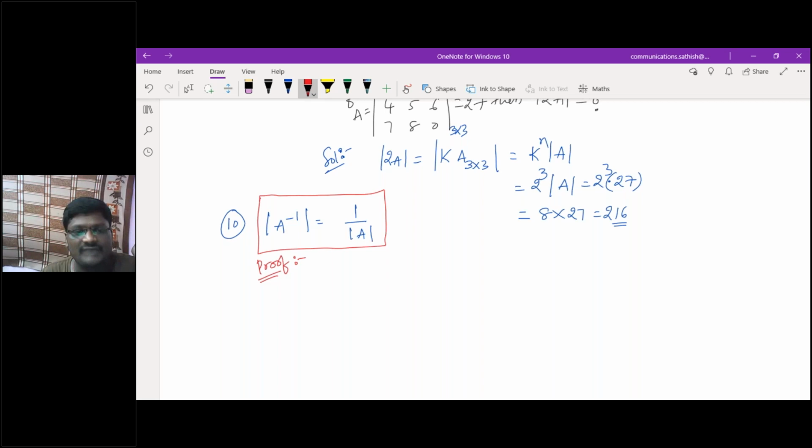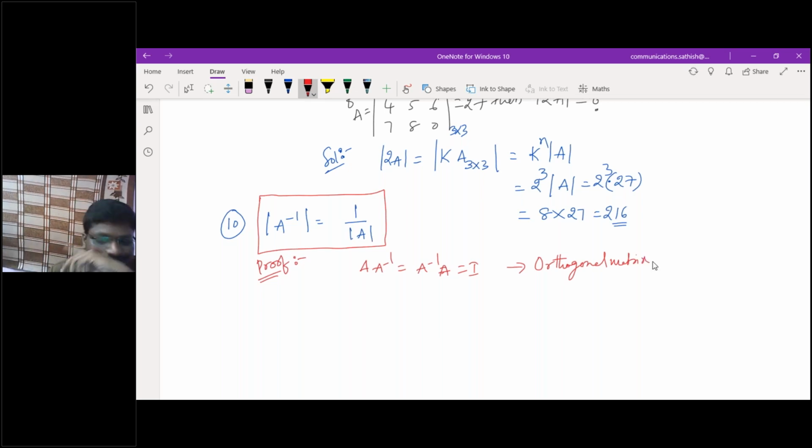Proof: you know that for an orthogonal matrix, A inverse A is equal to the identity matrix I. Is this your orthogonal matrix or not?